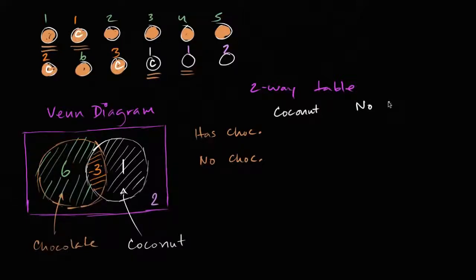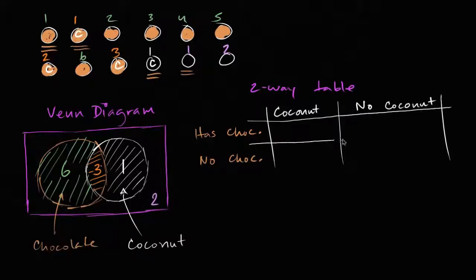No coconut. And then let me make a little table. Make it clear what I'm doing here. So a line there, and a line there, and why not a line over here as well? And then I can just fill in the different things. So how many have this cell right over this square?